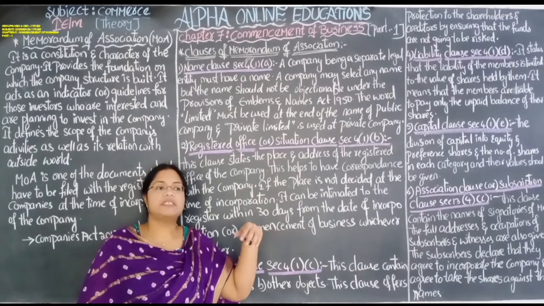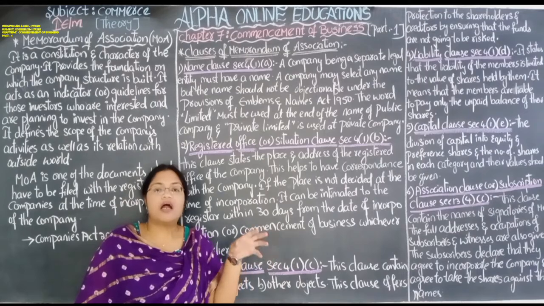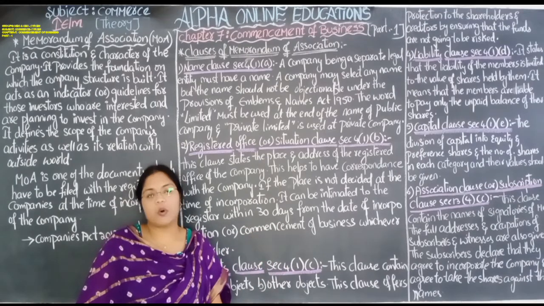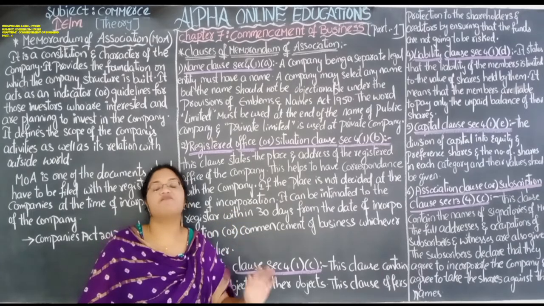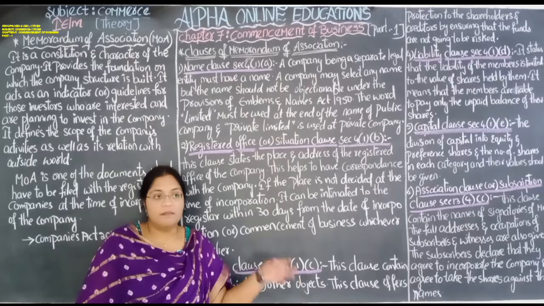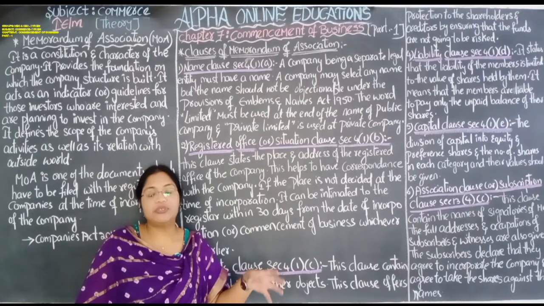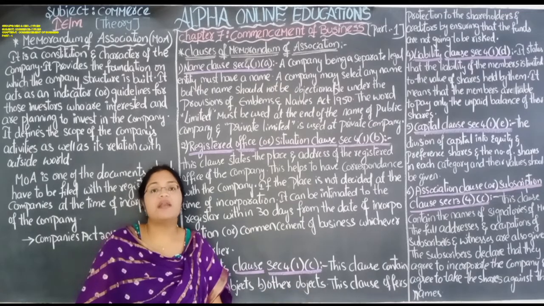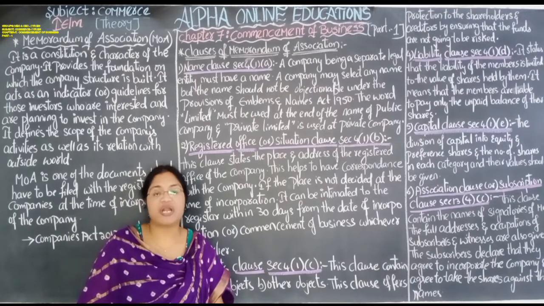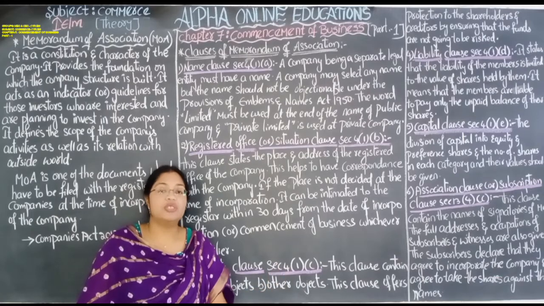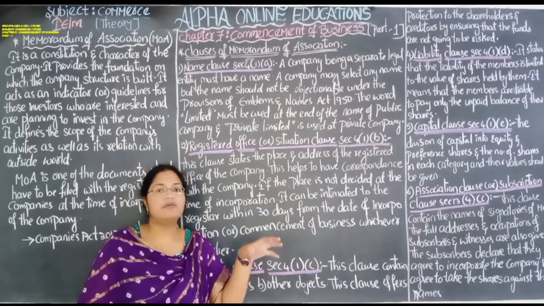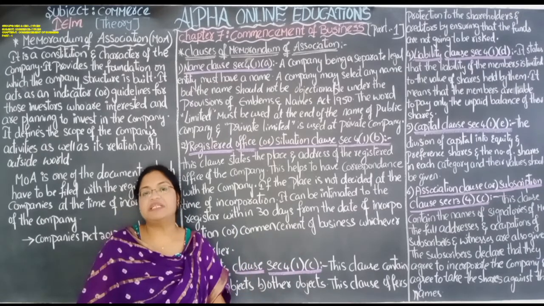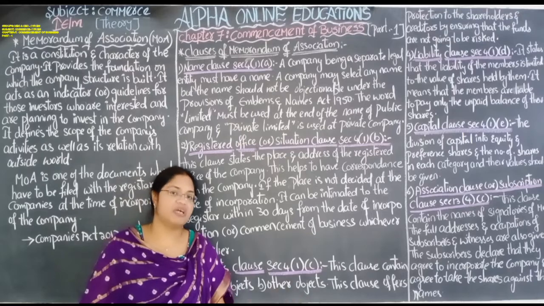In order to start the business, what are the legal formalities required and what are the legal formalities that have to be fulfilled by the management in order to get their business registered with the Indian Companies Act 2013. For that they have to prepare some documents and submit those documents to the register of the company.